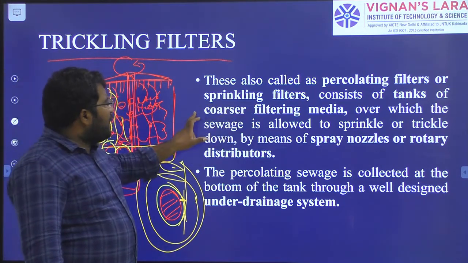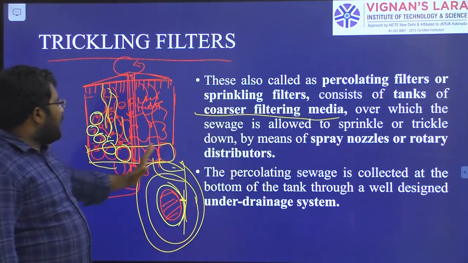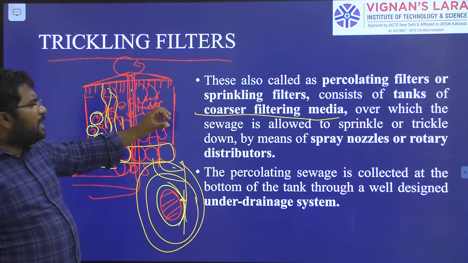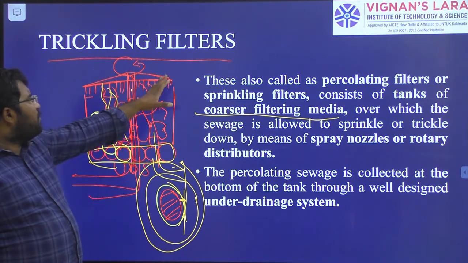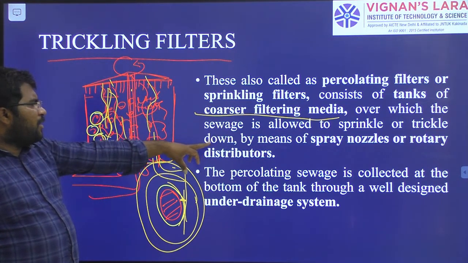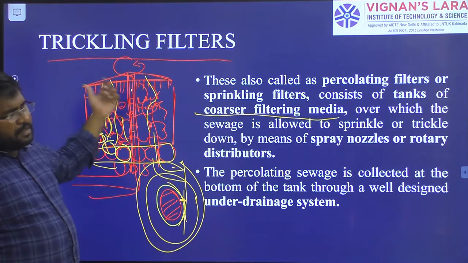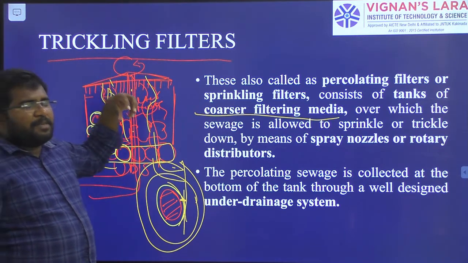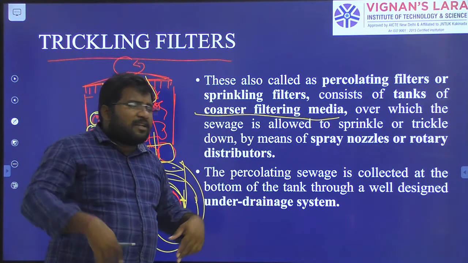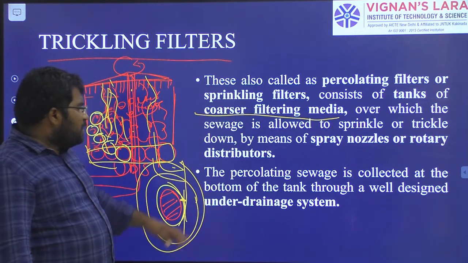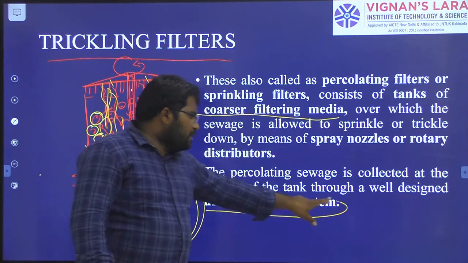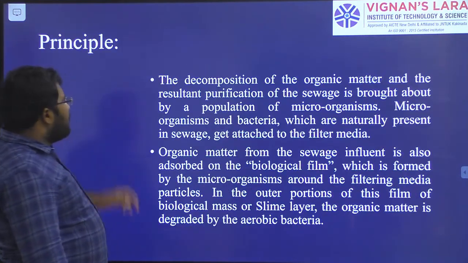It consists of a tank of coarser filtering media. It is a tank having a coarser filter media over which sewage is allowed to sprinkle or trickle down, right? It is going to sprinkle over this media, so it has to be distributed by means of spray nozzles or rotary distributors. We have the rotary distributors or spray nozzles. If it is a round circular tank, we use the rotary distributor. If your tank is a rectangular one, there we will use the spray nozzles, right? So the percolating sewage is collected at the bottom of the tank through a well-designed under drainage system.